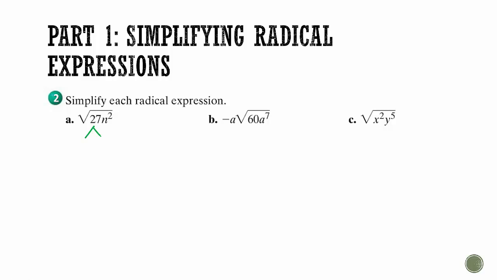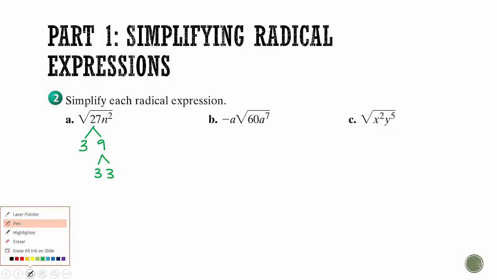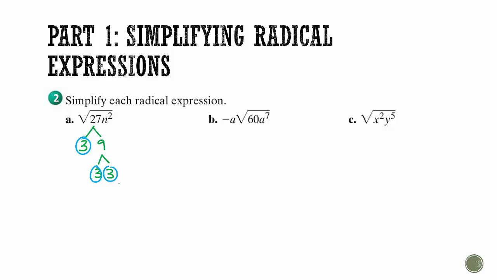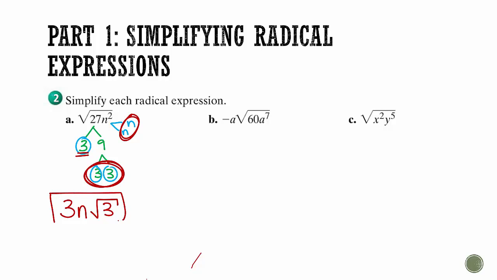So let's look at 27. Break this number down. 27, 3, and 9. And then 9 can break down into 3 and 3. So I'm left with all the factors. And then remember, n squared just means n times n. So in order to make your squares, you need 2 of the same thing. So these 2 3's can come out, and these 2 n's, I can make a square of n that can come out. And then this doesn't have any friends, can't group up with anybody, so he has to stay inside the radical.